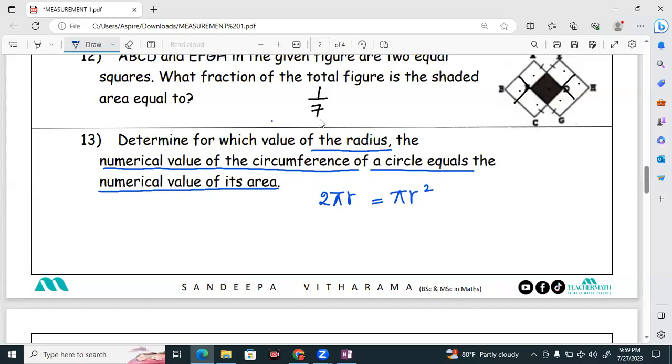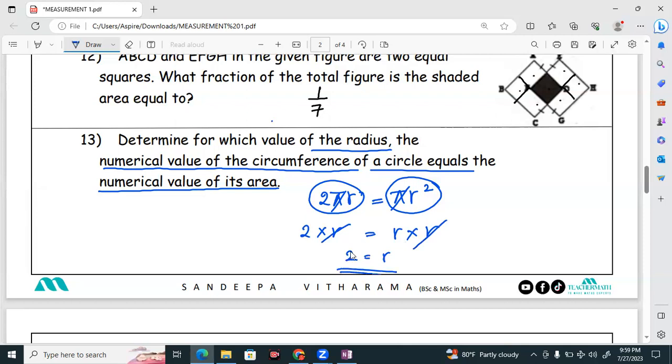Because the numerical value of the circumference is equal to the numerical value of the area. Then π and π cancel. Then 2 into r equals r into r. Then r cancels. Therefore, r should be equal to 2.